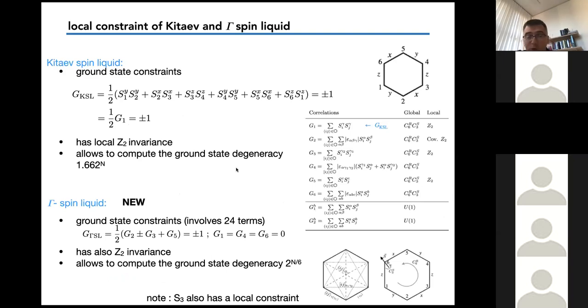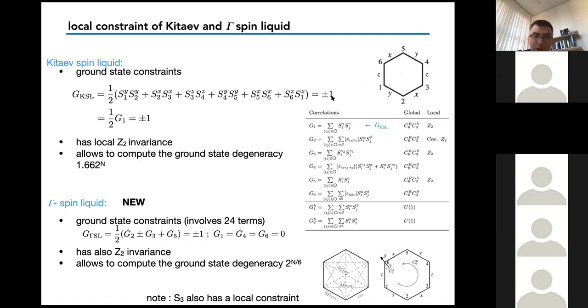Okay, what we also learned, which is new, are the constraints for the spin liquids. The one for the Kitaev was known. The constraint for the Kitaev spin liquid consists of all possible dimer coverings on the hexagons of the honeycomb lattice. The constraint, this G, satisfies this condition. So you have spin 1 and 2, you take the Y, spin 2 and 3, you take the X, spin 3 and 4, you take the Z according to this figure. And on the ferromagnetic side, this must always sum to one, on the antiferromagnetic side to minus one.